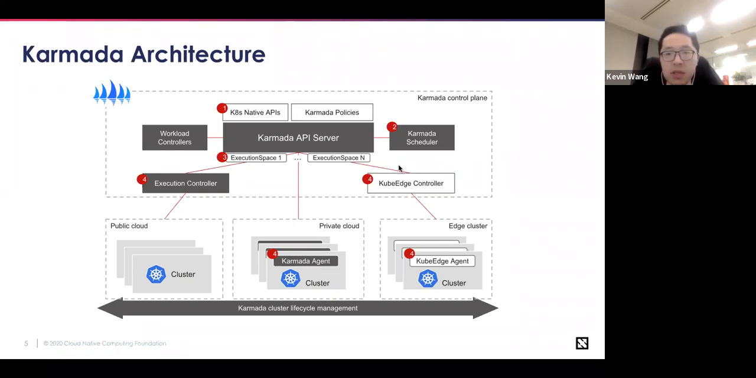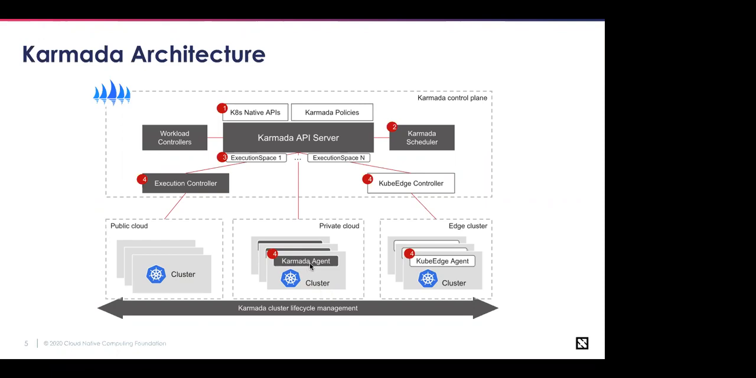If you are familiar with the Kubernetes Federation, the execution controller one is the push mode. Every synchronization is triggered by the Karmada control plane, and the pull mode is where every synchronization is triggered by the Karmada agent. Okay. So in the public cloud, with the execution controller, you're using the push mode, but otherwise it's pull mode.